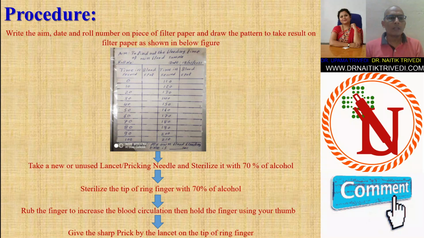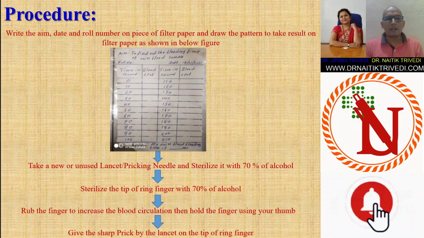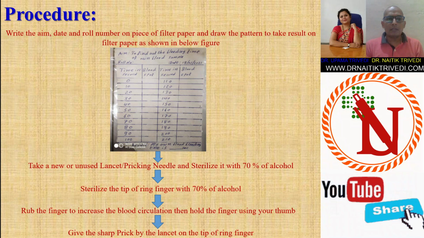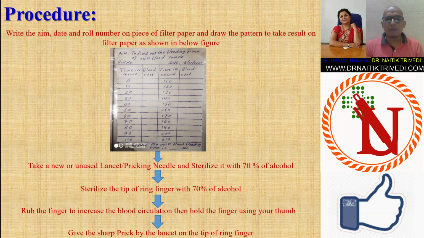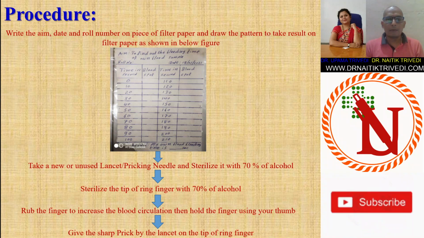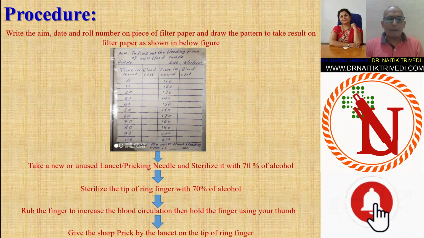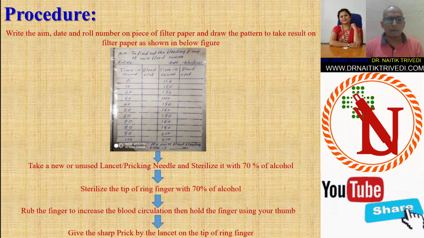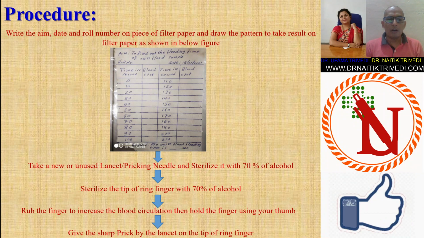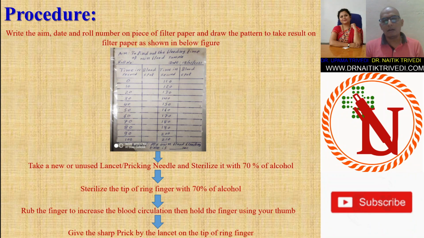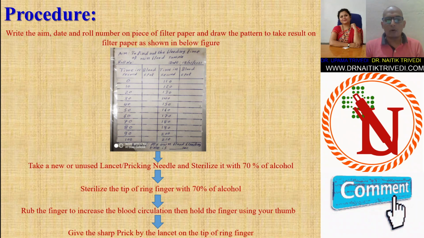Now what is the procedure of this practical? How do we have to perform it? First, write the aim, date and roll number on a piece of filter paper and draw the pattern to take the result on the filter paper as shown in the figure below. After drawing all this onto the piece of filter paper, take a new or unused lancet or pricking needle and sterilize it with 70% alcohol.